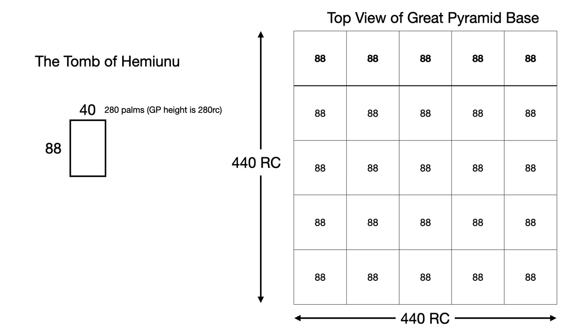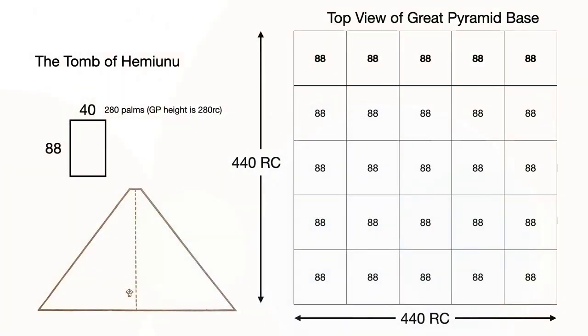Well, 40 is 280 palms. That's an actual Egyptian measurement. It doesn't mean the palm of your hand. It was just like an inch or a foot or a meter. It was a real measurement. And that channels the Great Pyramid's height, because the Great Pyramid's height is 280 royal cubits. So in the width of his tomb, he's channeling the height.